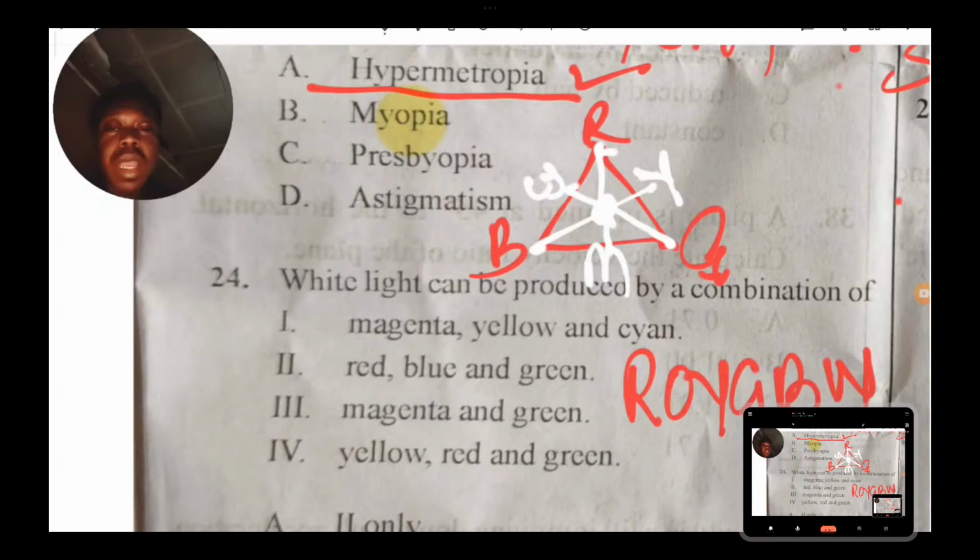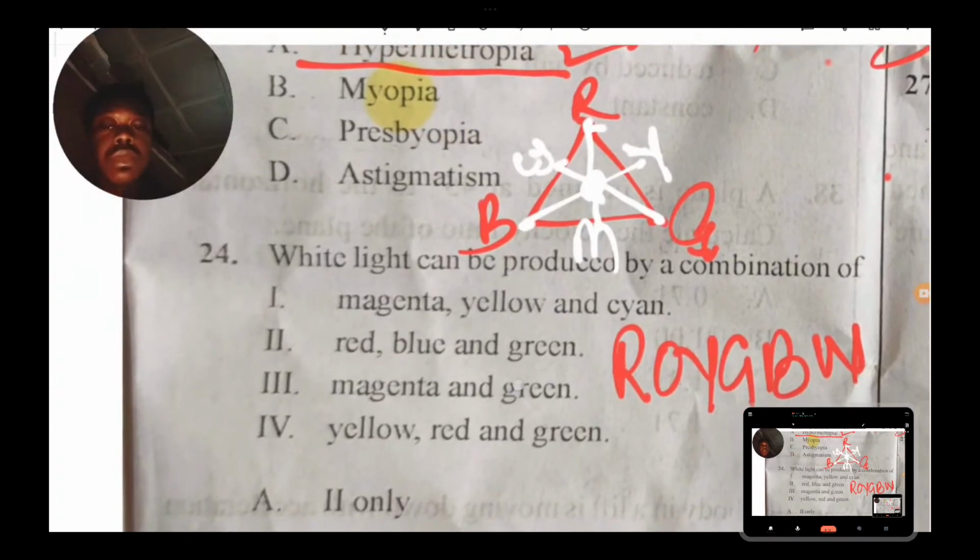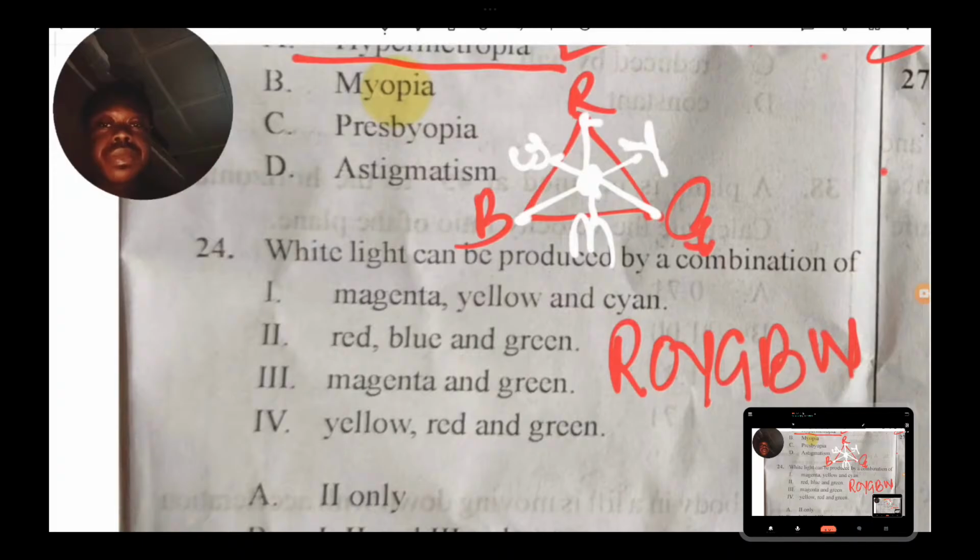So white light can be produced by a combination of magenta, yellow, and cyan. Are you here? Is it possible? So based on this, we say white light can be produced by a combination of magenta, yellow, and cyan. If you check, I have magenta here, I have yellow, and I have cyan. It is possible. Then red, blue, and green. Correct.